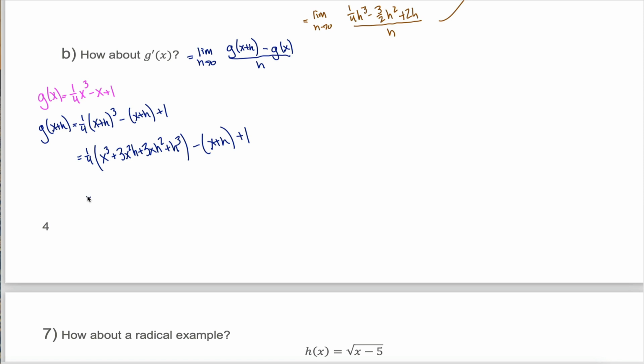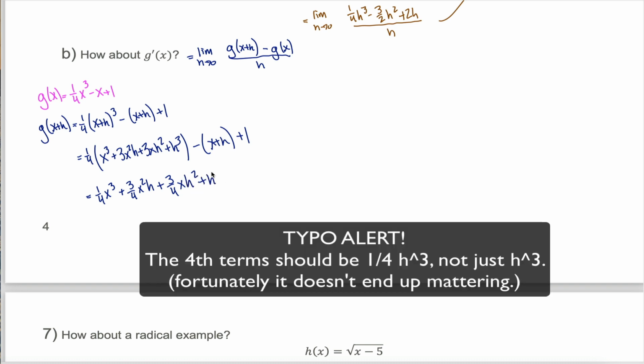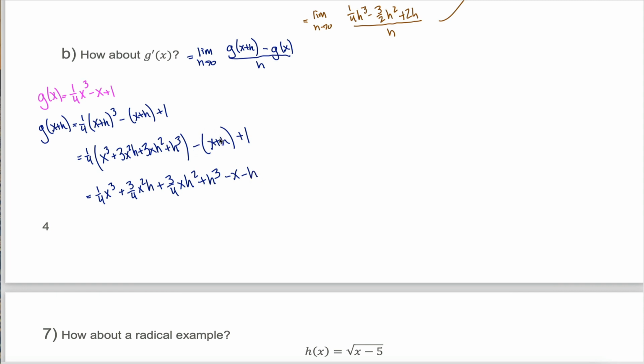Let's get rid of all of our parentheses by taking the 1/4 and distributing it through. I get 1/4 x cubed plus 3/4 x squared h plus 3/4 xh squared plus 1/4 h cubed. From that, I want to subtract x and subtract h. Make sure the negative hits both of these terms. I can't tell you how often people forget to make this negative right here. And then plus 1. G of x plus h is this huge expression right here.